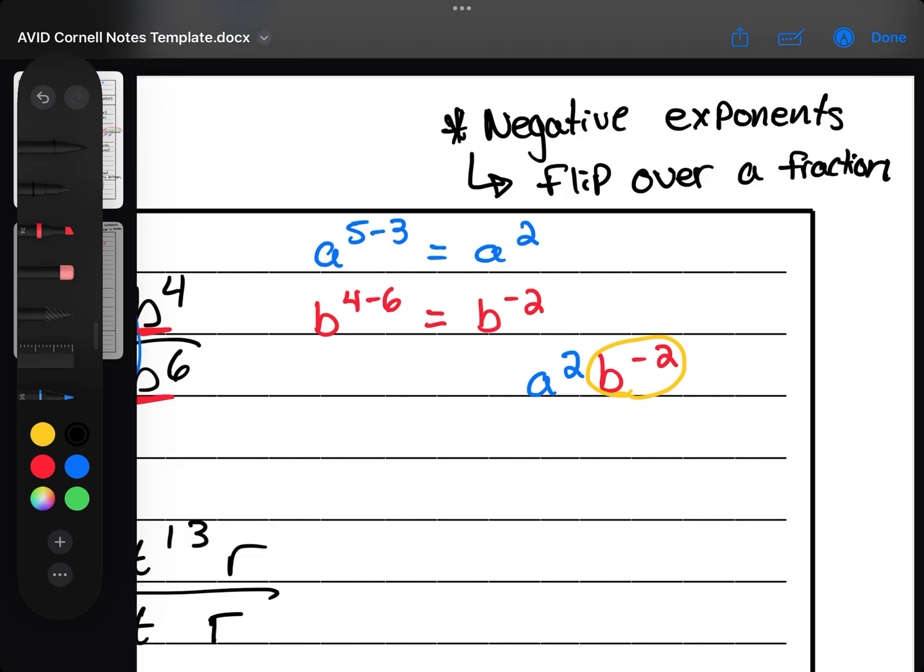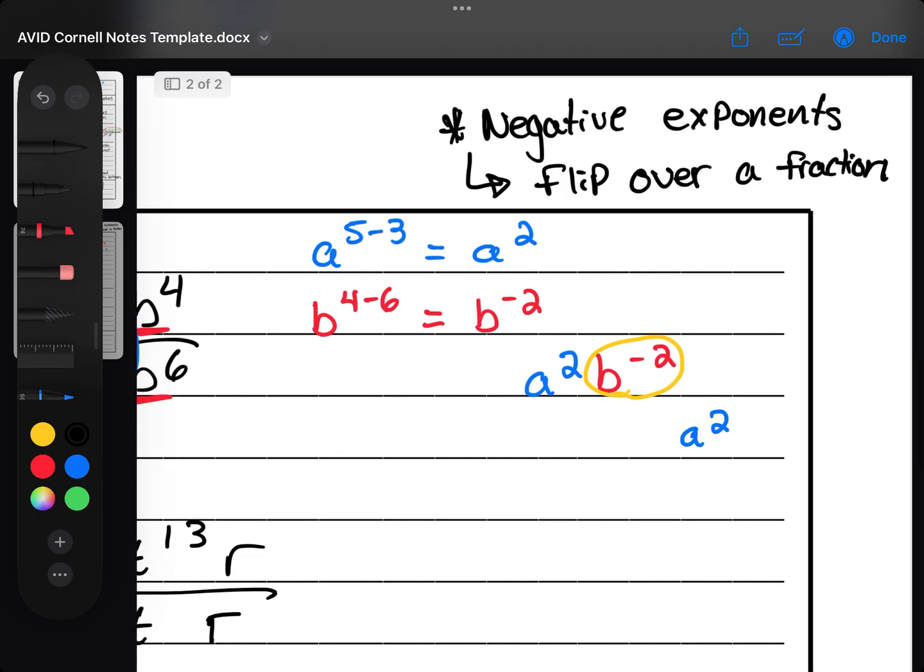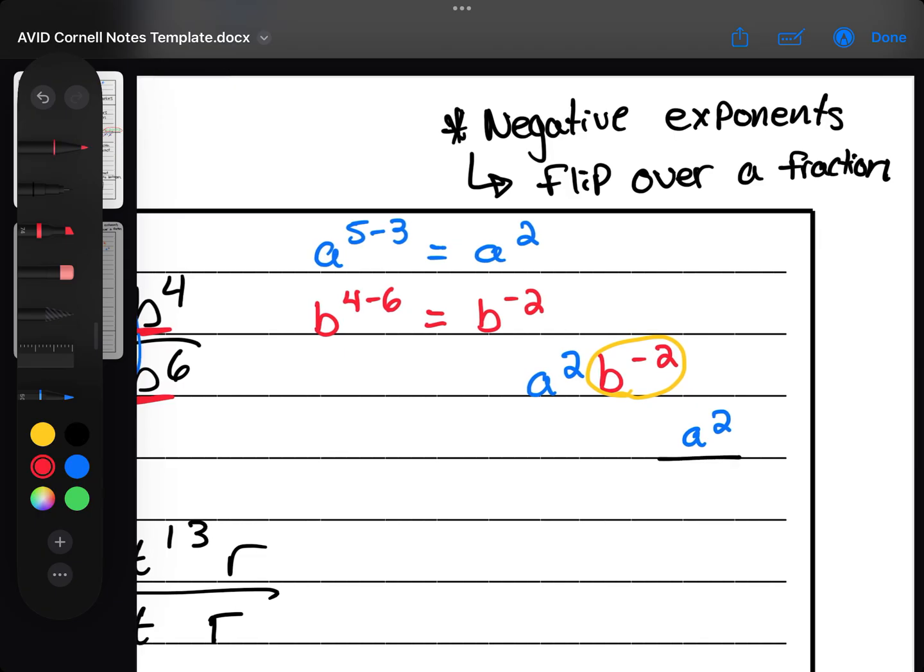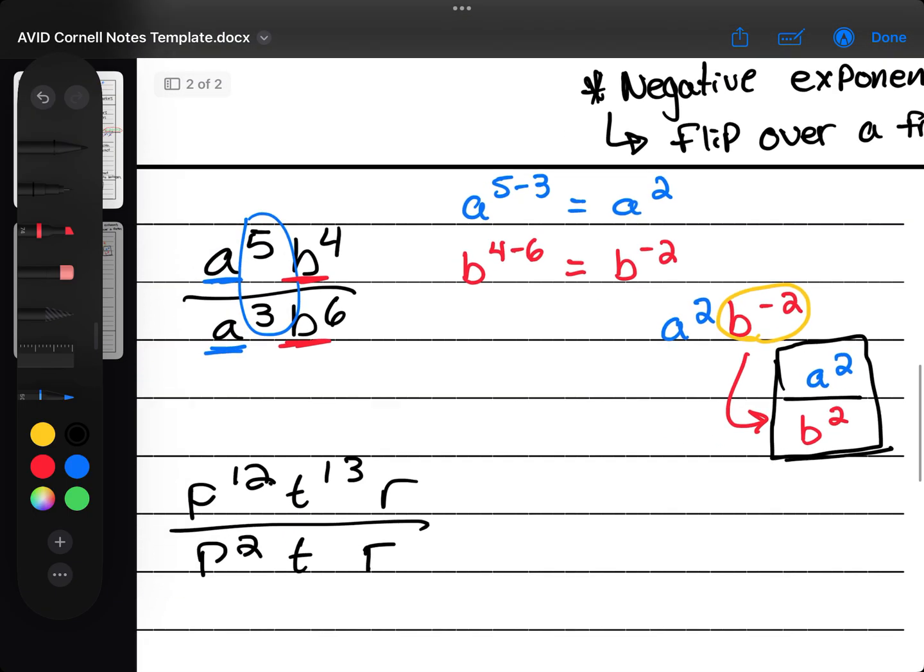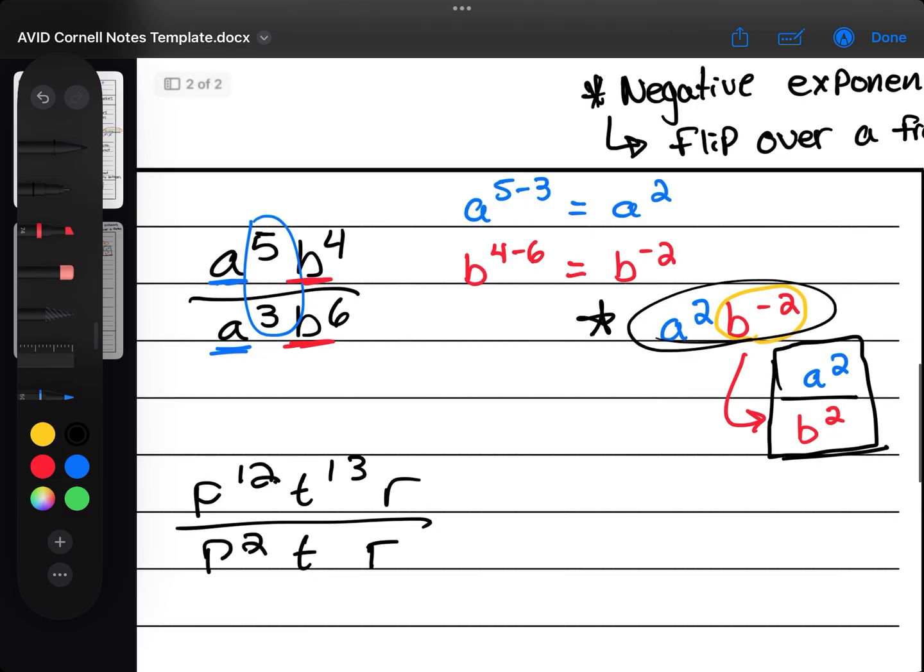Okay, so what does that look like? Well, this is going to change to a squared, and then it's flipping the b to the bottom of the fraction. So it's going to be b squared on the bottom. Okay, so a negative exponent is going to flip over a fraction. So wherever it's at, it's going to flip it. The negative sign in the exponent tells you it's going to do a little flip. All right, so that's your answer for that one. So this is technically the correct answer, but now when we have negative exponents, we need to make sure we put it on the bottom of a fraction.